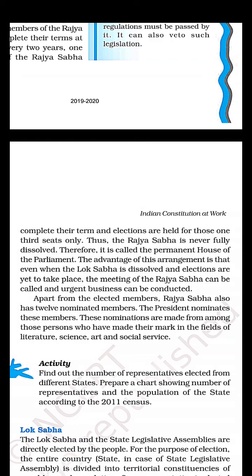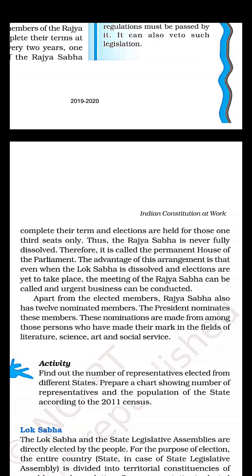Thus, Rajya Sabha is never fully dissolved. That's why it is a permanent house, and it can't be dissolved. इसको खत्म नहीं किया जा सकता. Clear? And one-third of the members of Rajya Sabha retire after every 2 years. ठीक है. Thus, the Rajya Sabha is never fully dissolved. Therefore, it is called the permanent house of the parliament.